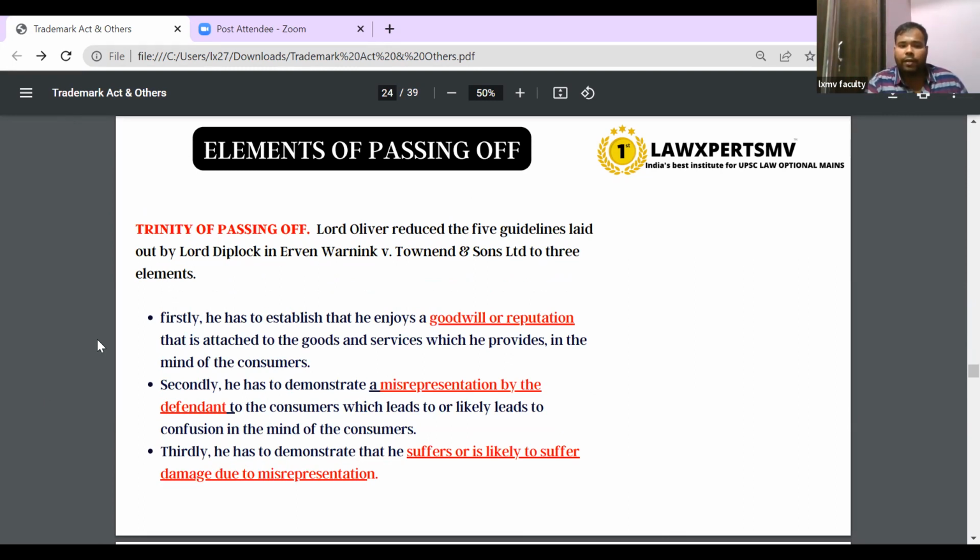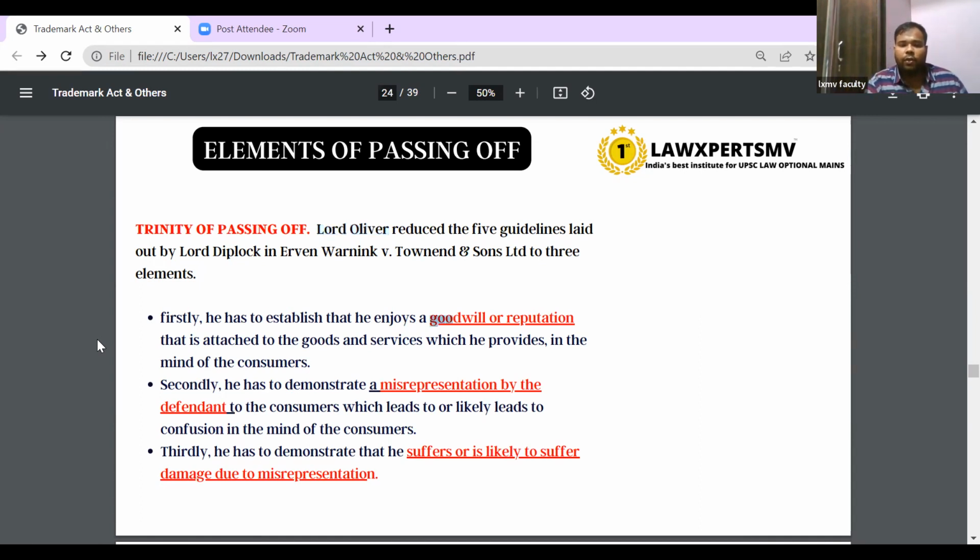These conditions have been listed out by the judge Lord Oliver. There is another famous judge, Lord Diplock, and he gave guidelines of around 5 points. Those 5 points have been summarized into 3 points right now. If you write these 3 points alone, these are the conditions of passing off. Just make sure that you remember the 3 points.